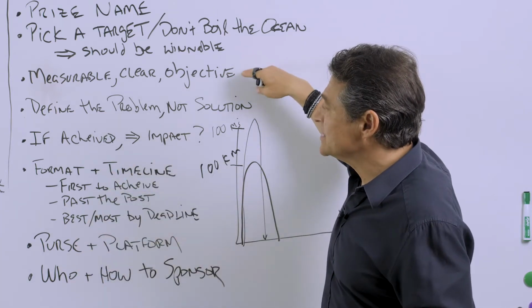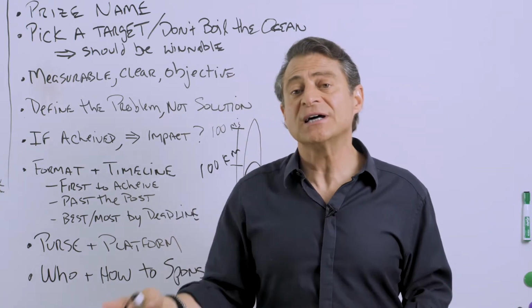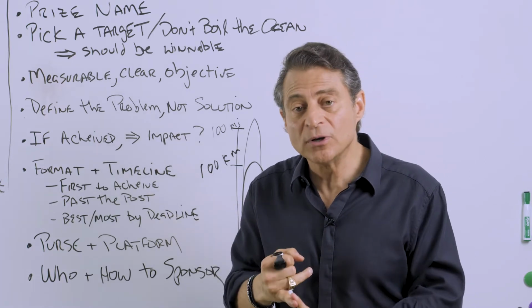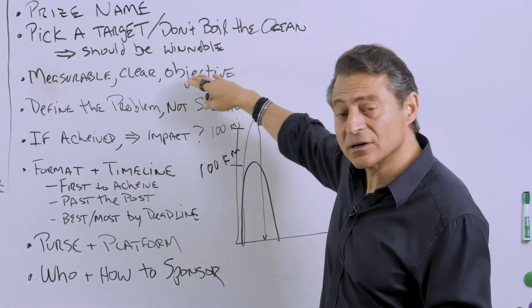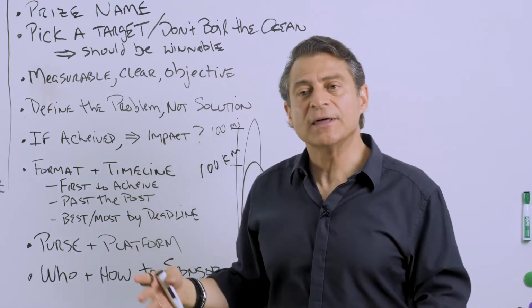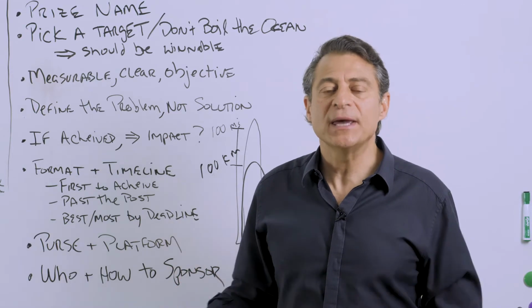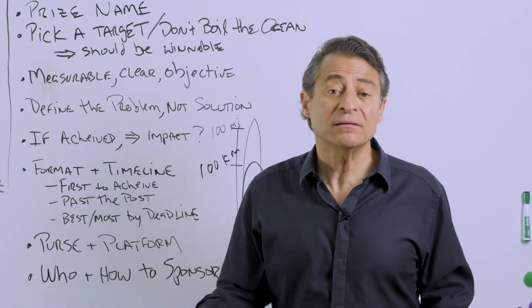All right, next thing. Really important, probably the most important thing where most people fail in designing an XPRIZE. You want your competition to be measurable, objective, and clear. So what do I mean by that? Again, a prize that said fly to space is none of those. When does space begin? Can you tell me?